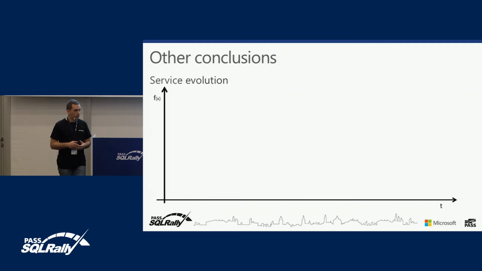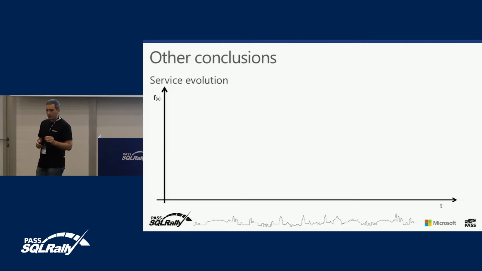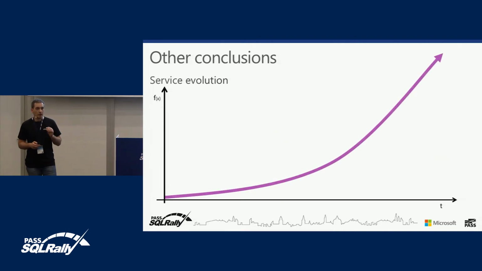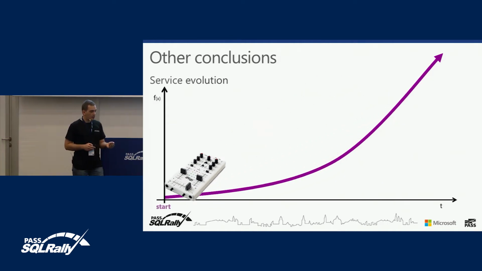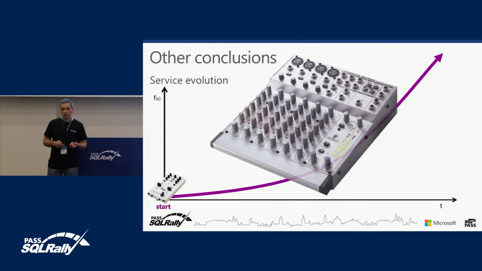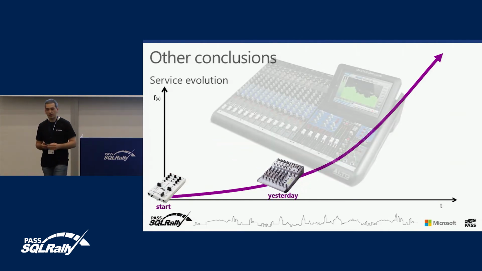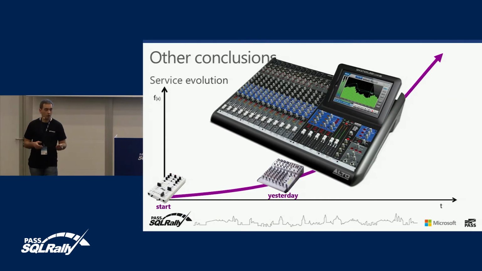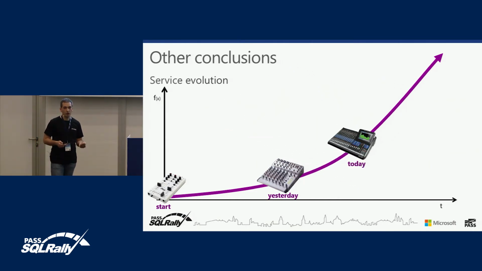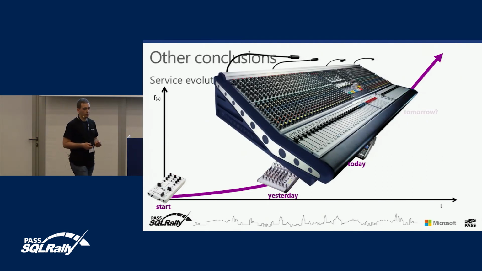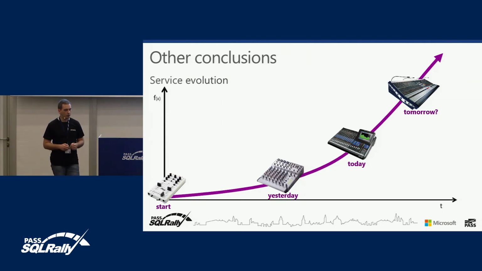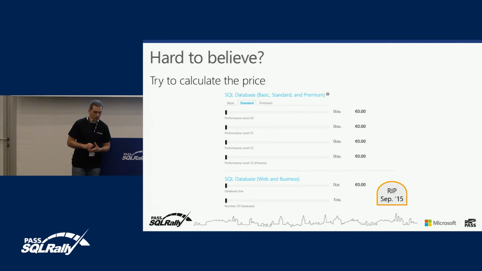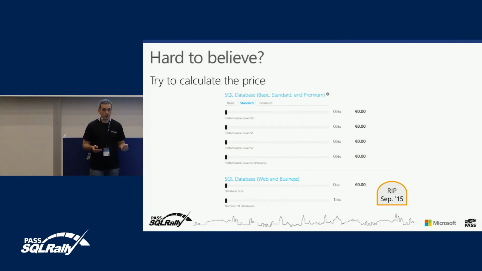Another conclusion is the evolution of the services. When the service started, we had a few options. Yesterday, we had more options or features. Today, we have a lot of options or features. And tomorrow, what will we have? A very, very large set of options and features to set. Do you not believe me? Try to calculate the price.